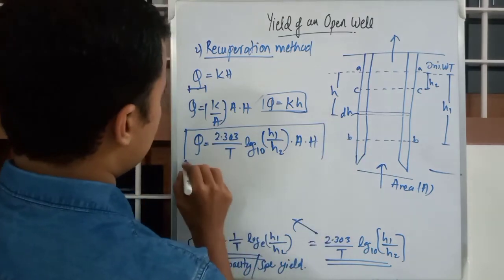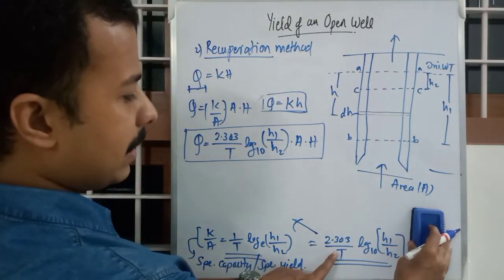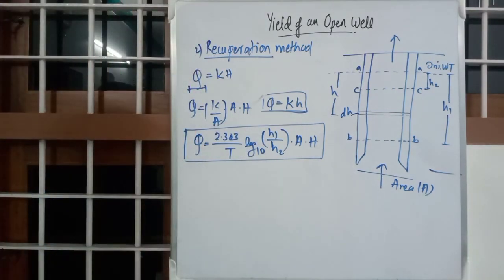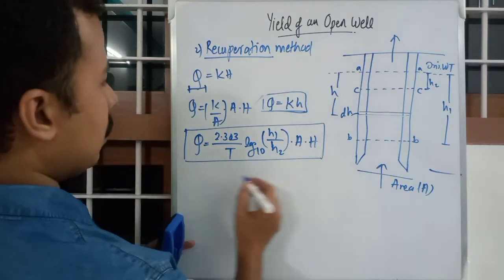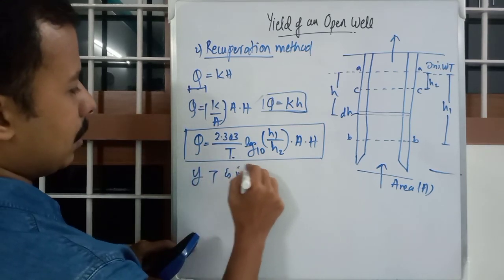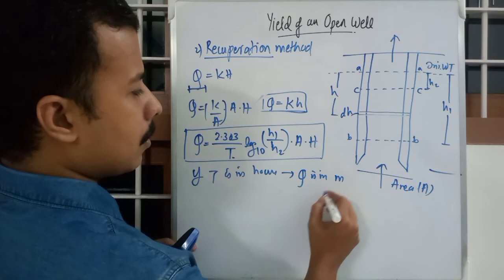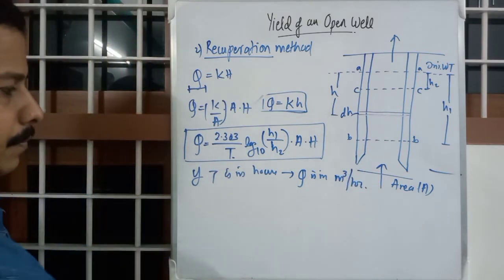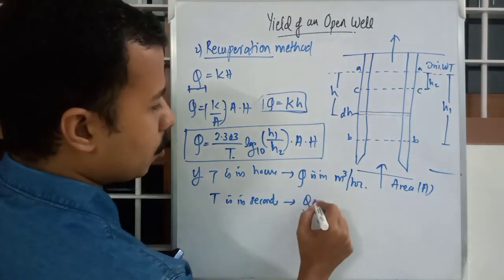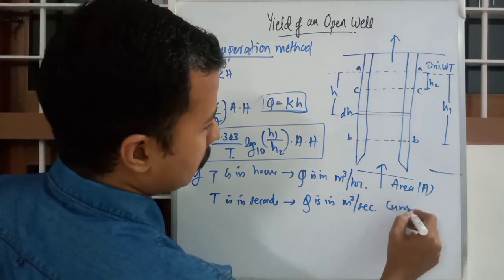So this is the final equation. We just found a way to substitute K by A in this equation, that's it. Note that the unit of this equation will be based on T. If T is in hours, Q is in meter cube per hour. If T is in seconds, Q will be in cumecs, or meter cube per second.